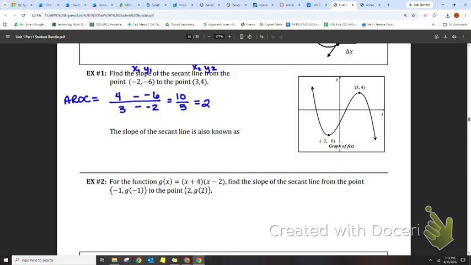And it says the slope of the secant line is also known as the average rate of change over the interval -2 to 3, our x1 to our x2.